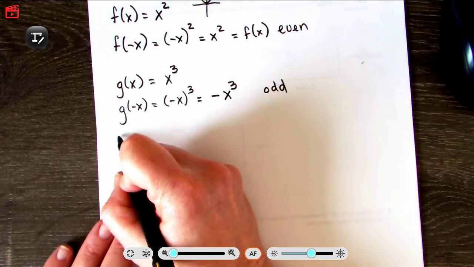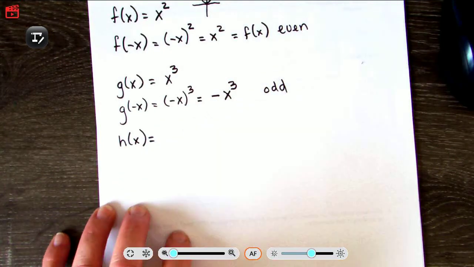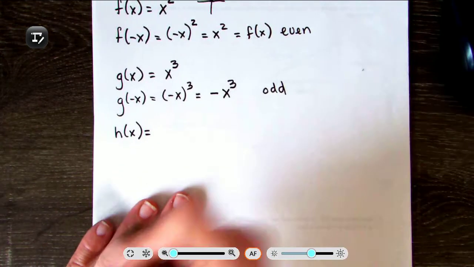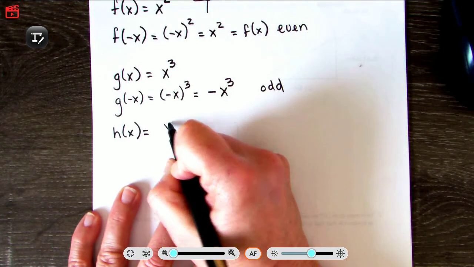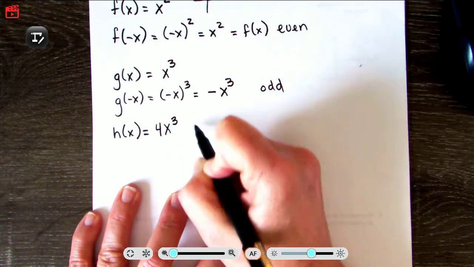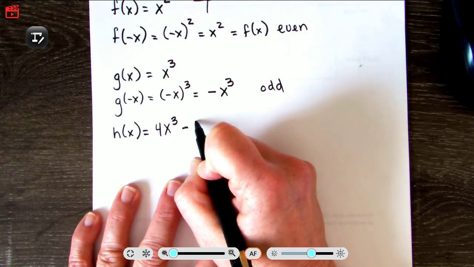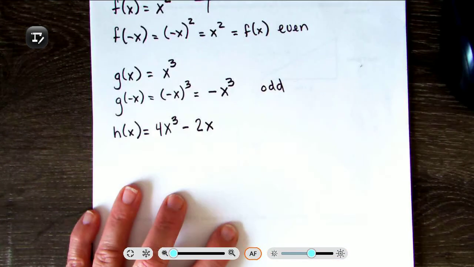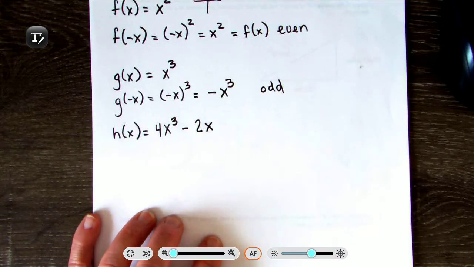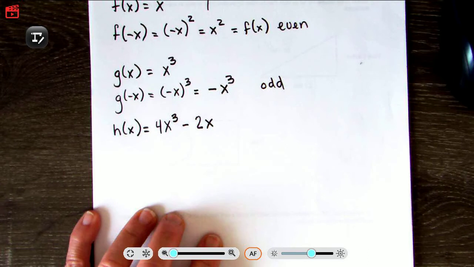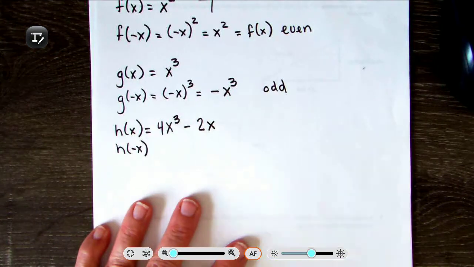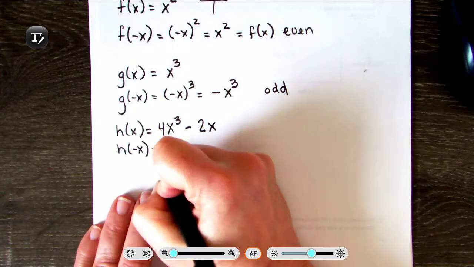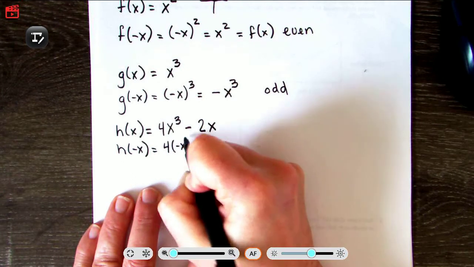Let's look at another one. So let's look at h, and let's let that one be, I don't know, 4x to the third minus 2x. Okay, and I'm going to find out, is it odd, even, or neither, whichever order you want. But to do so, we're going to substitute in that negative x and see what happens.